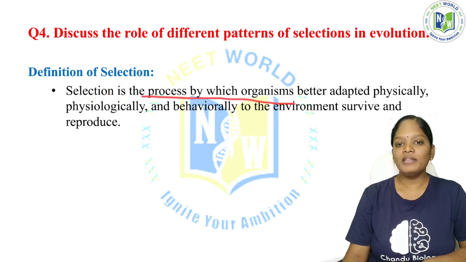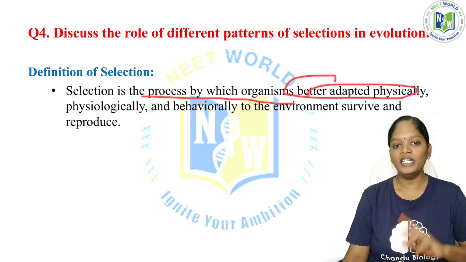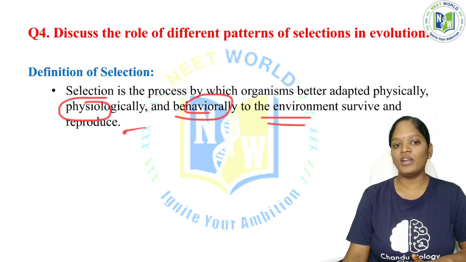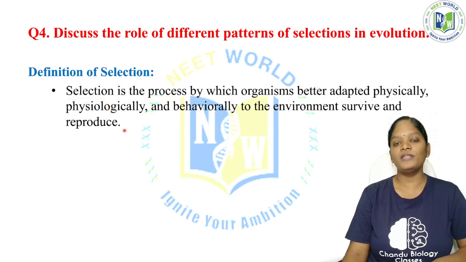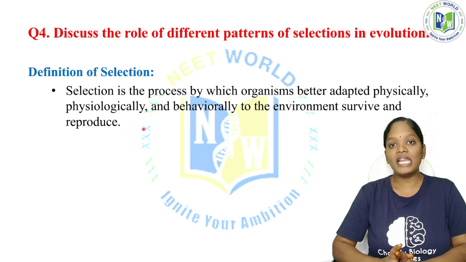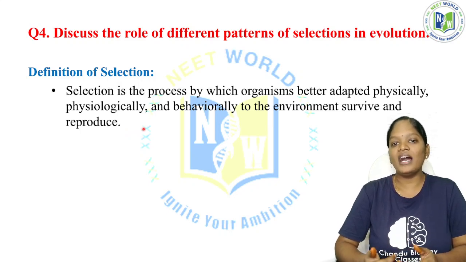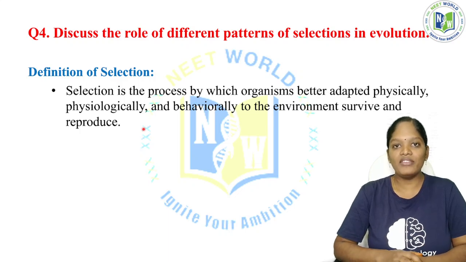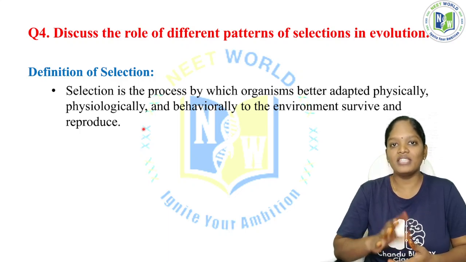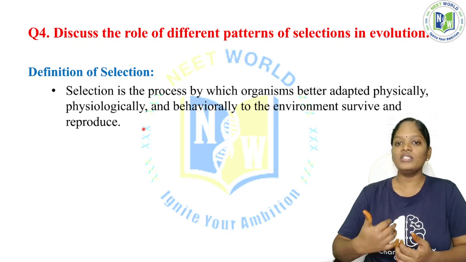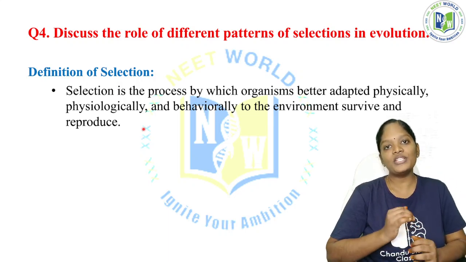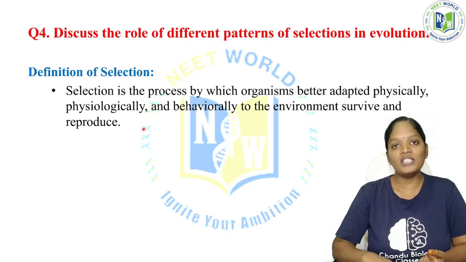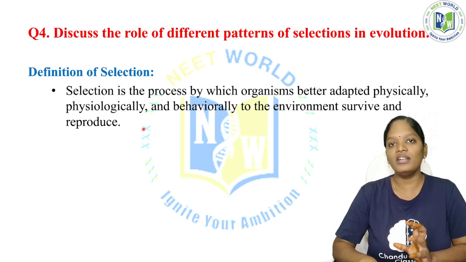Selection is a process by which organisms better adapted physically, physiologically, and behaviorally to the environment survive and reproduce. See, we have studied about the gray colored moths and black colored moths. They are adapting themselves physically, just by changing their color. But the adaptation is not restricted to the physical; it can also be physiological as well as behavioral. So this is what selection is.